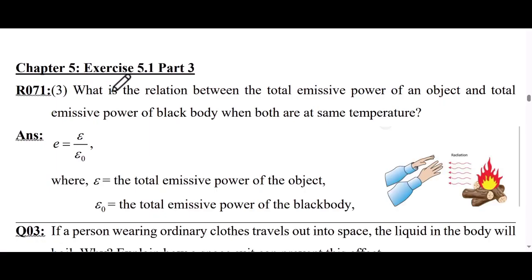Chapter 5, Session 1: Heat Radiation and Pathogen in Society. Revision.